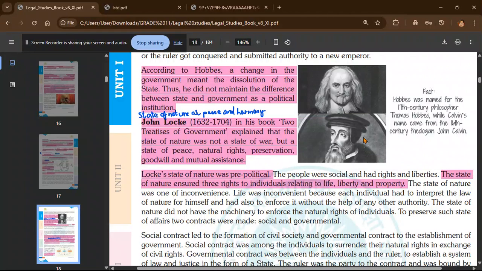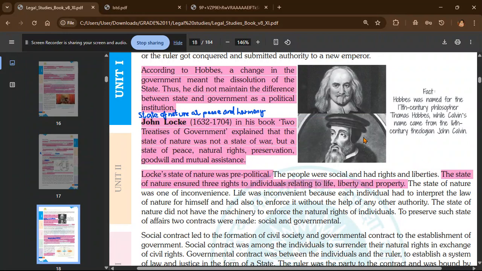John Locke, Jean Jacques Rousseau, then J.W. Gardner, then Sir Henry Maine. You have to choose. So you should know it's John Locke. Or they can ask in the other way. John Locke wrote which book? Two Treatises of Government. So you should know that John Locke wrote in his book Two Treatises of Government.